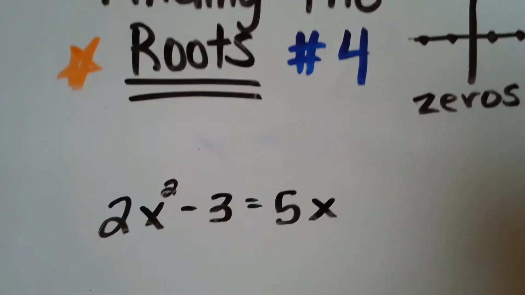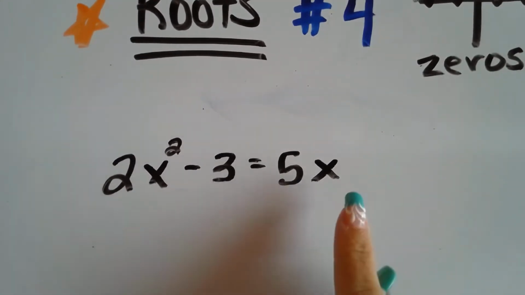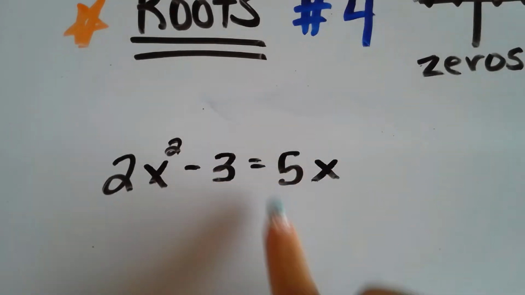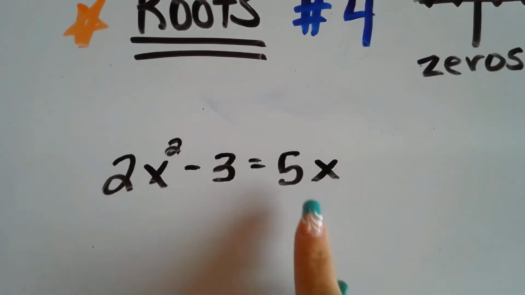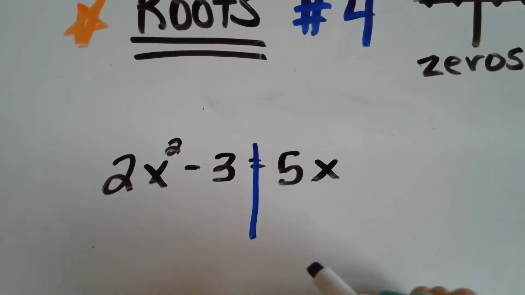So now I want to look at an example that looks like this. Again, as we saw in my previous videos, we want the equation equal to 0. We are still seeing that this is not equal to 0, so we have to move this over here. We've got to move this to this side to make it equal 0. So how do we do that?